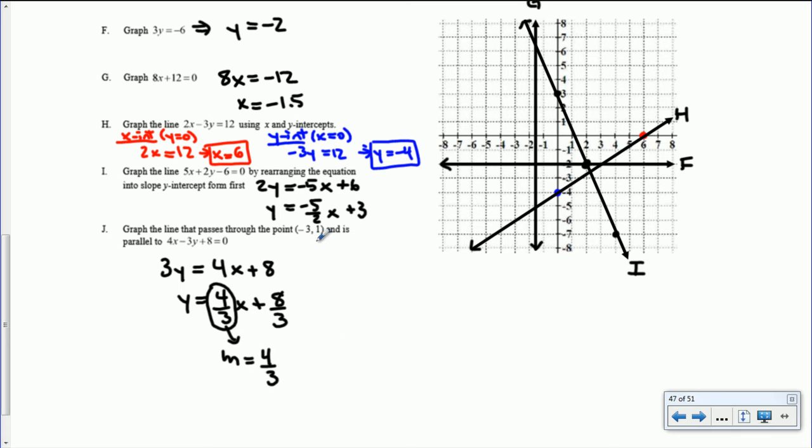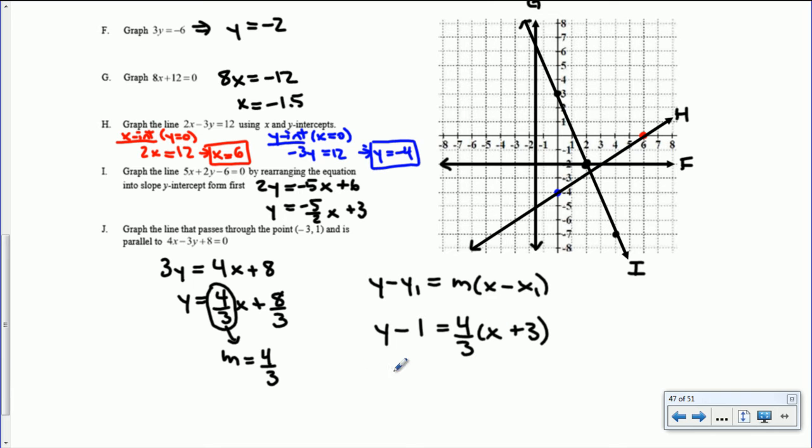We also have a point, so if we have the slope and a point, we should use point-slope form. y minus y1 equals m times (x minus x1). Plug in what we know, so our point will go: y minus 1 equals 4/3 (x plus 3).